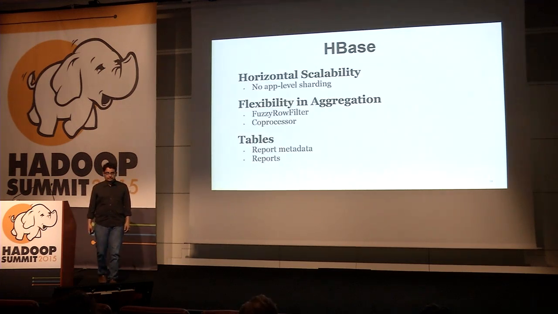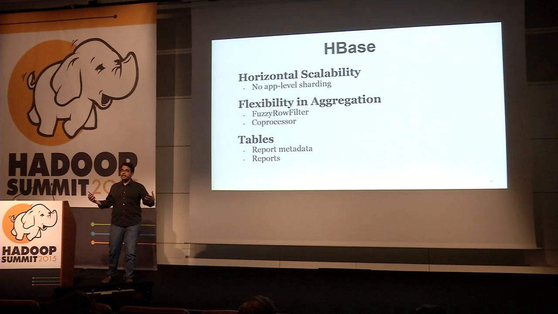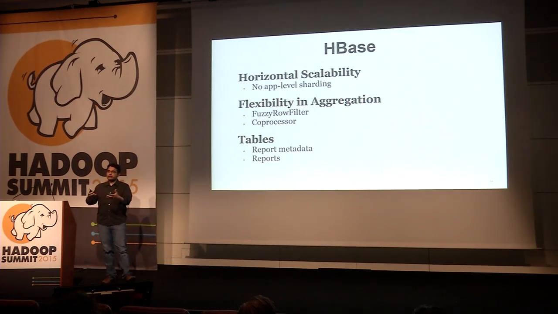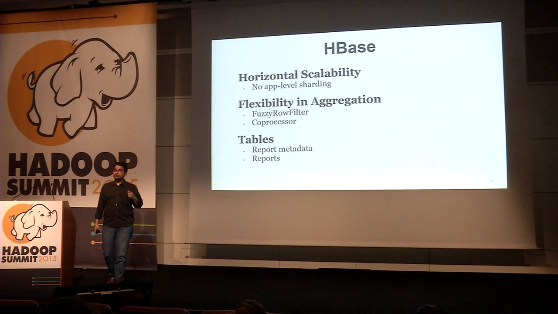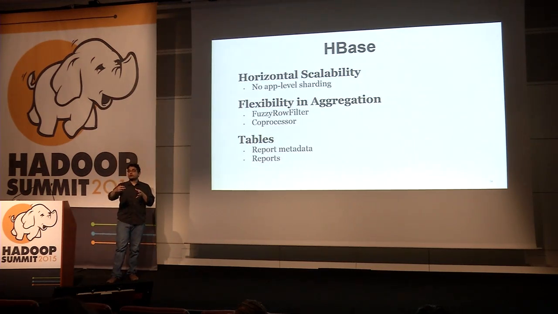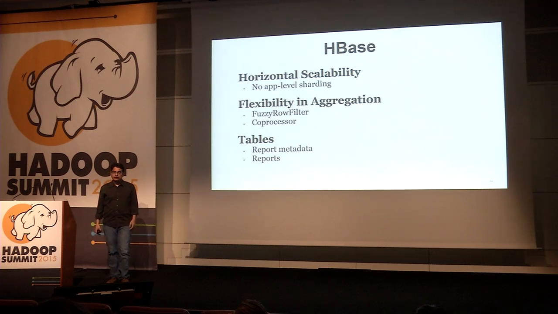We chose HBase because we didn't want to do any application-level sharding. For example, if you wanted to use MySQL, you had to do the sharding at the application level. We didn't want to do that. It also had flexibility in aggregation, so we could use fuzzy row filters to get rows that match a particular filter, and the coprocessors that I talked to you about. HBase stores two kinds of tables, basically: the reporting data and the metadata associated with the reports.